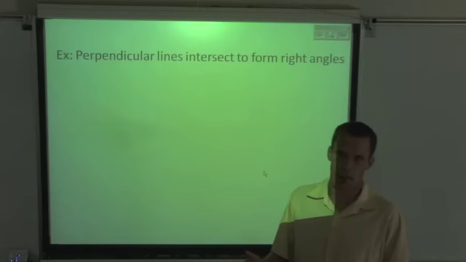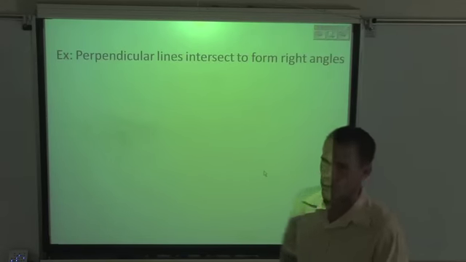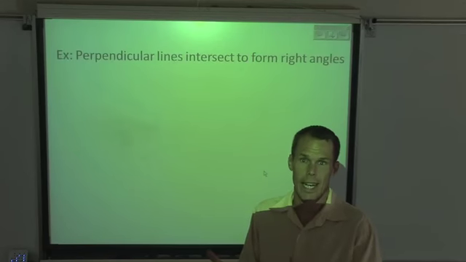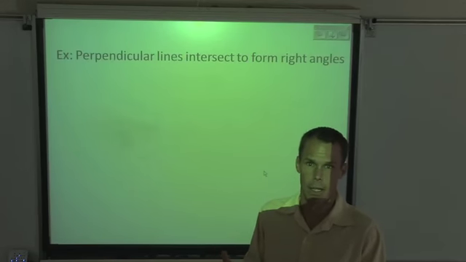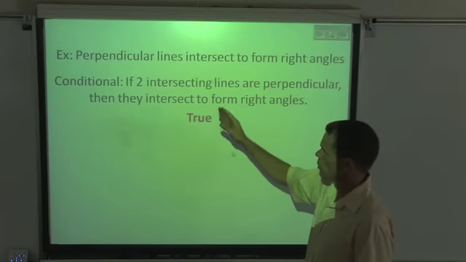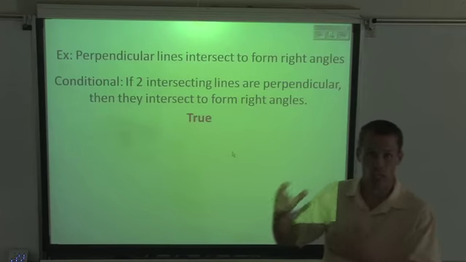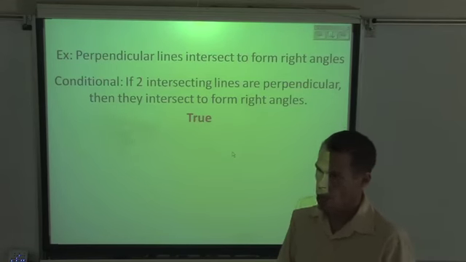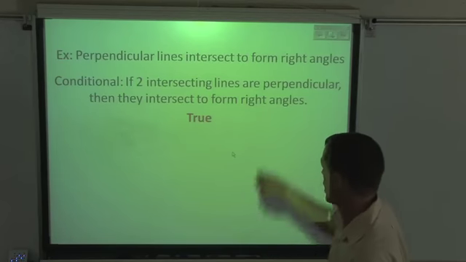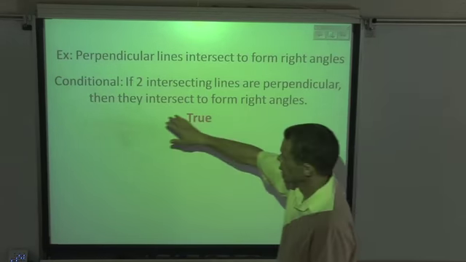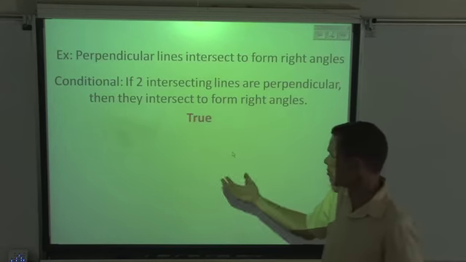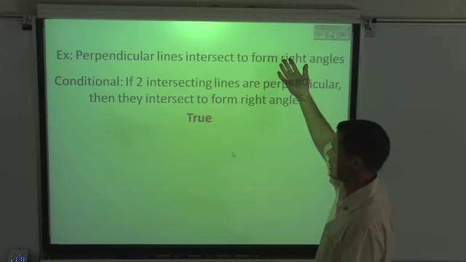Okay, let's look at another example. Perpendicular lines intersect to form right angles. This looks like the definition of perpendicular. We're going to take this and put it into a conditional statement. We're going to write it in if-then form. If two intersecting lines are perpendicular. Are we talking about parallel lines? No, they have to be intersecting. The other part of the condition is they have to be perpendicular. Then they intersect to form right angles. Well, true. That's what perpendicular lines do. That's what it says here.